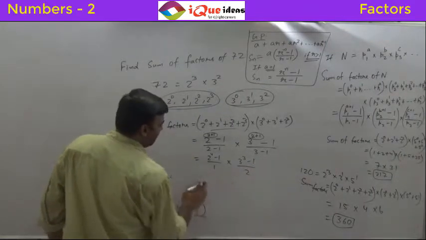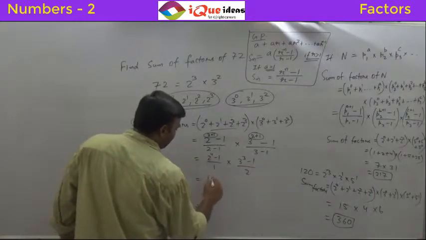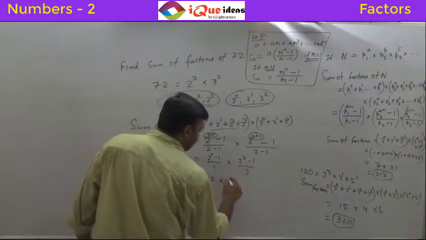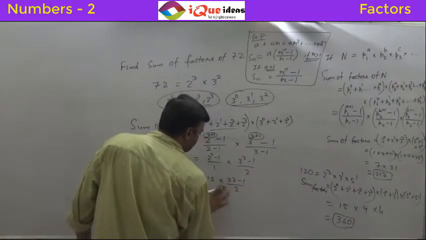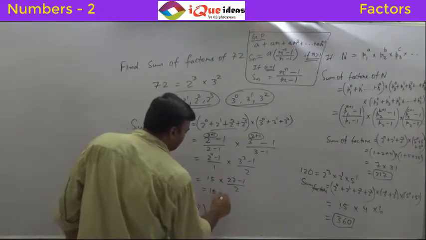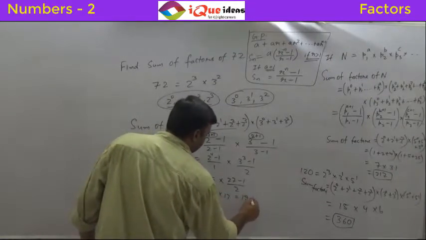So this comes out to be 2 to the power 4 is 16 minus 1, 15, into 3 to the power 3 is 27 minus 1 upon 2. So it is 26 by 2, that is 13. So 15 into 13, 195. The answer would be same.